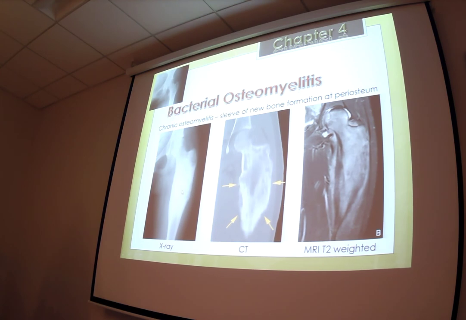We got some more imaging here, so you have the x-ray. See the new bone growth kind of sleeve around the old bone. We have CT. Essentially it's the same picture, just after the CT.